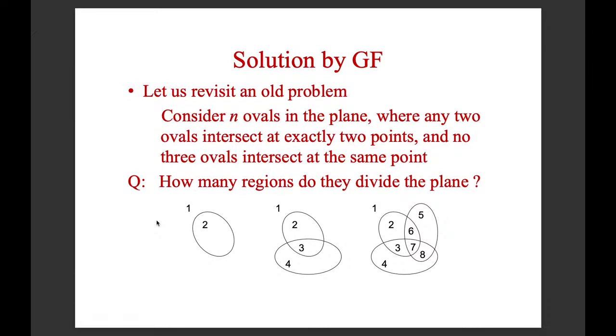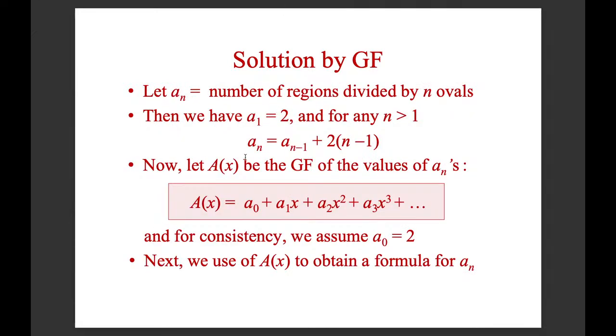For this problem, we have established the following recurrence. We have found that a_n is equal to a_(n-1) plus 2 times (n-1) in general. So the function of a_n actually grows quadratically, and we have the starting condition a_1 is equal to 2. By using the generating function method, we are interested in the terms a_1, a_2, a_3.